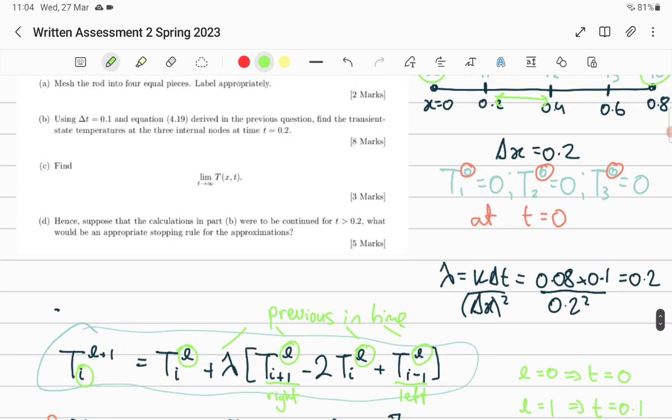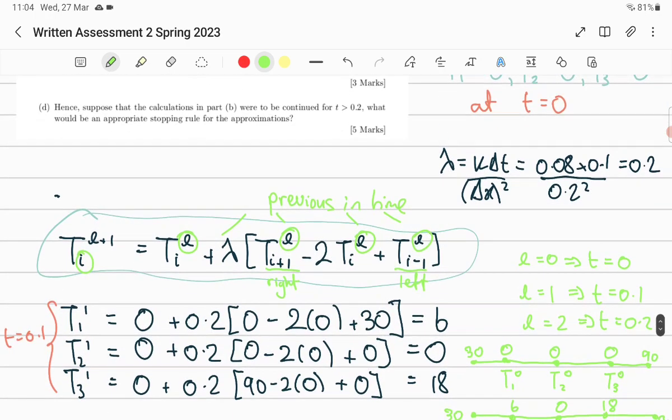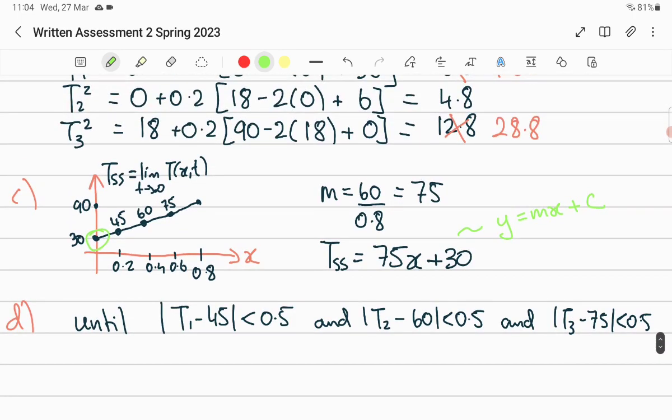And then the final question: suppose the calculations were to be continued, what would be an appropriate stopping rule? As I said, because the lambda is less than a quarter, you will get closer and closer to the steady state. So if you were to sub in x equal to 0.2, 0.4, 0.6 into the steady state, you'd find that temperature 1 will get close to 45, temperature 2 will get close to 60, temperature 3 will get close to 75. The suggestion in lab 8 is that you keep on going until the distance between those temperatures and the steady states gets less than 0.5, and it should happen for all three of them, hence the and. Okay.